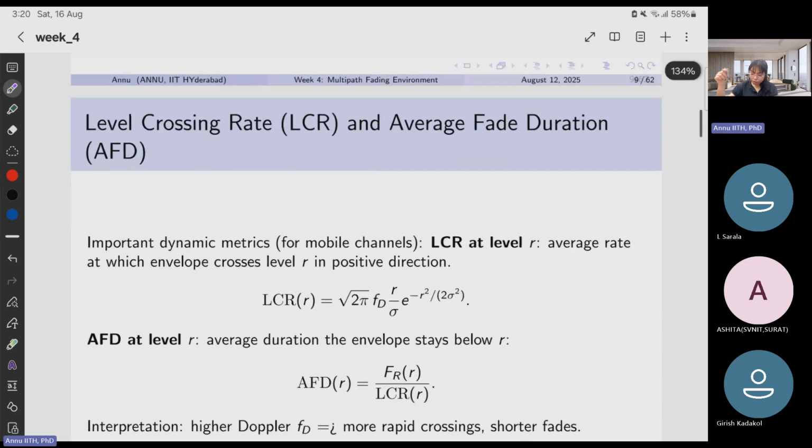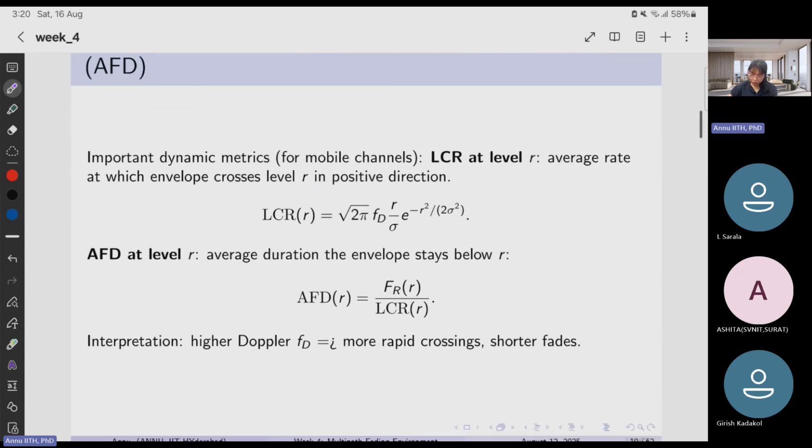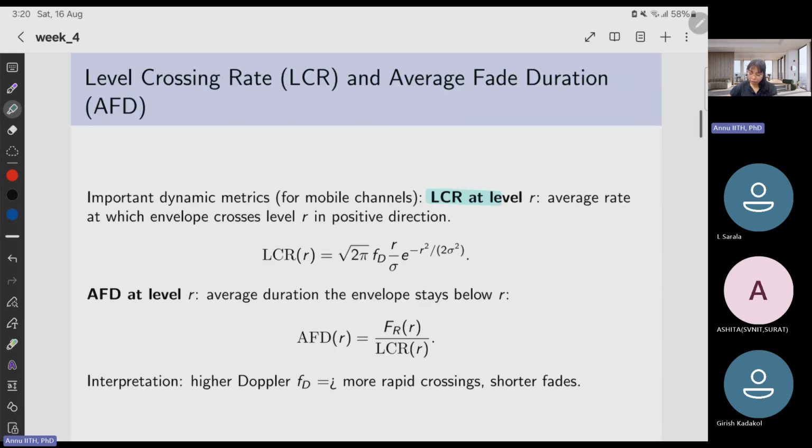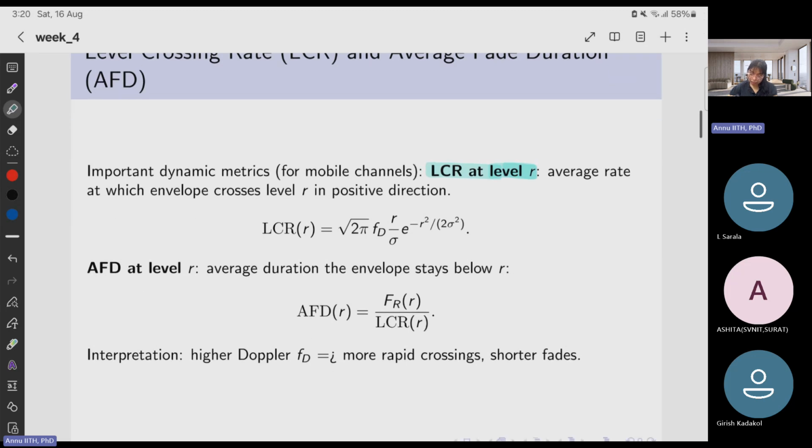There are terms called level crossing rate and average fade duration. These are two important dynamic metrics for mobile channels. Since this course is all about channels, how to model them, how to characterize them, how to validate them, these are metrics for that. LCR, the level crossing rate, at a level R, is the average rate at which the envelope crosses that level in a positive direction.